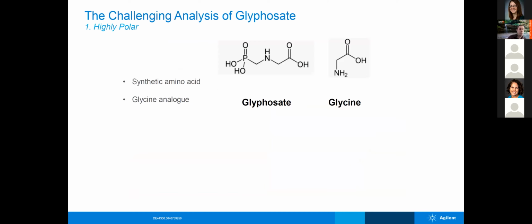So glyphosate presents an interesting challenge for analysis, especially in LC-MS, because it's highly polar. It's a synthetic amino acid and a glycine analog as well. So here we have the structures of both glycine and glyphosate.